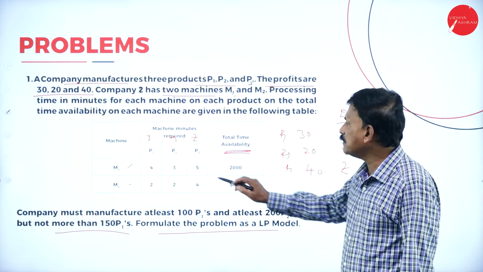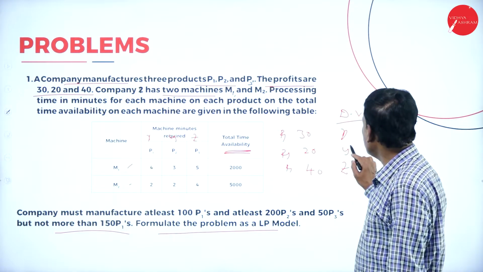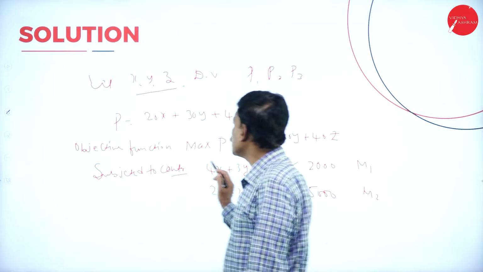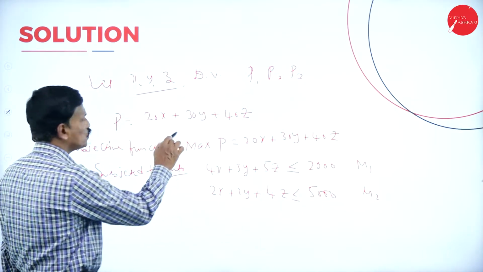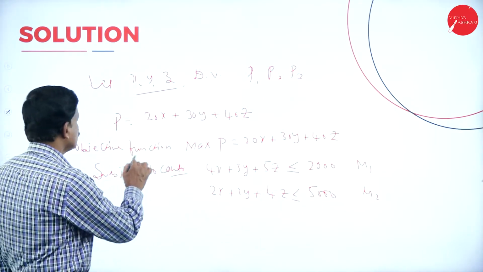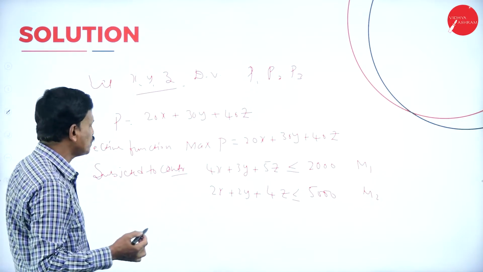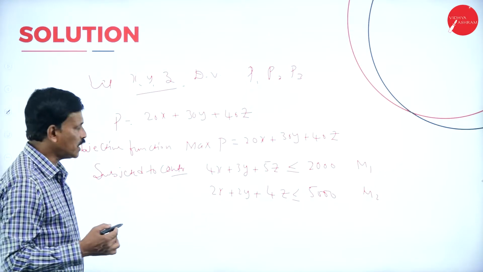Let me explain once again. Let us define the decision variables as x, y, z. The objective function is maximum P equals 30x plus 20y plus 40z, subject to the constraints.